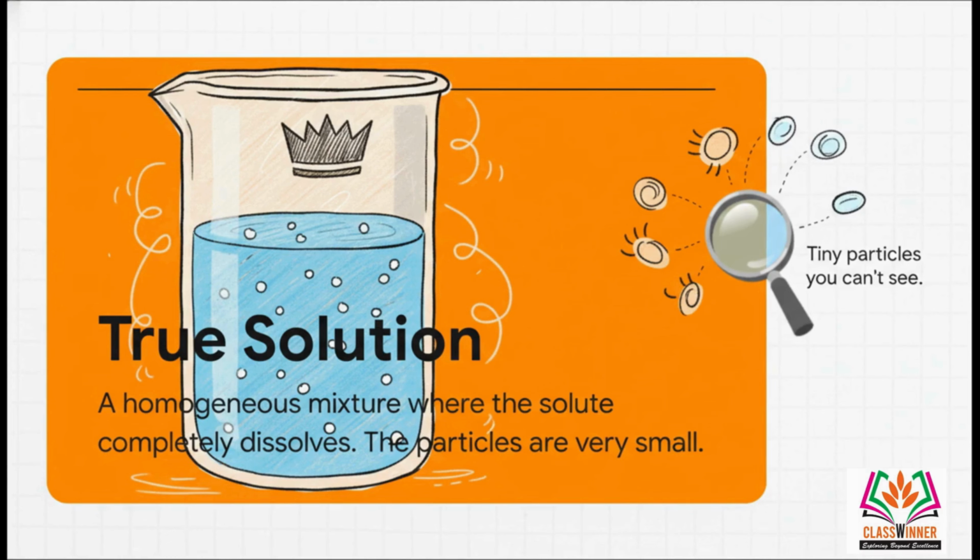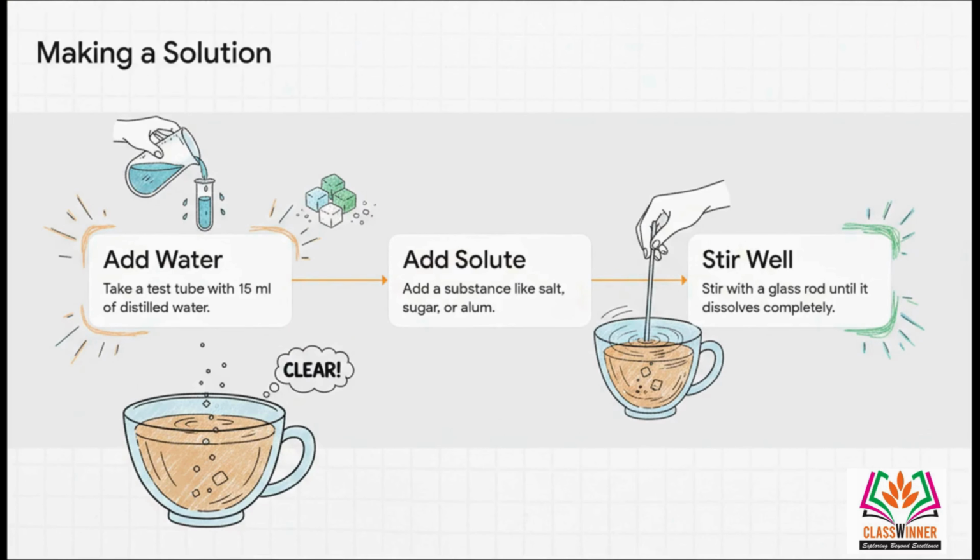It's a homogeneous mixture, which is just a sciencey way of saying it's all perfectly and evenly mixed. The particles, like salt or sugar, are so incredibly tiny and so completely dissolved that you can't see them at all. And you've made these a million times. Every time you stir sugar into your coffee or tea, boom, the sugar just seems to vanish, right?